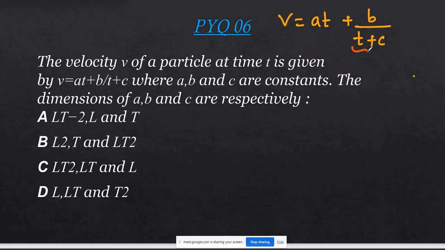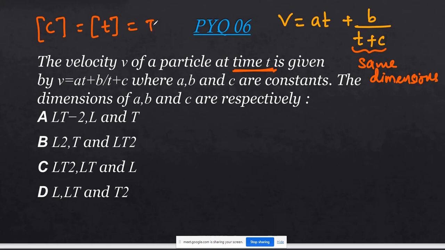See, denominator t plus c, what does it mean, Sahiti? Addition is done, right? When do you do addition? If they have the same dimensions, right? According to the principle of homogeneity, third point, if they have the same dimensions, then only you will add. What is this t here? T is time. So you are adding time and some constant c. That means both have the same dimensions. So the dimensions of c are nothing but the dimensions of time.